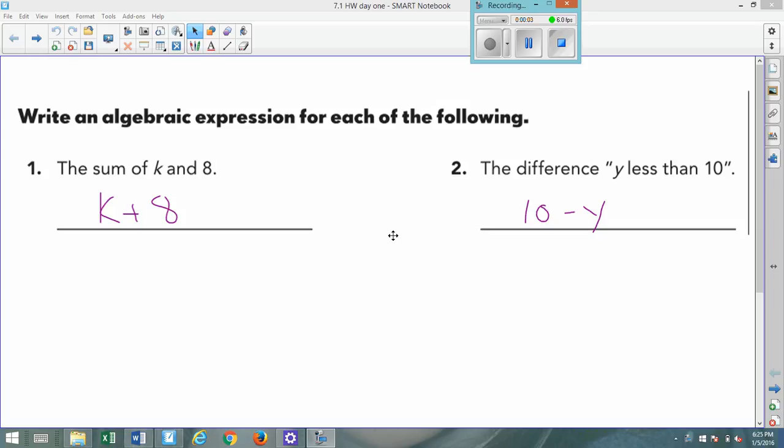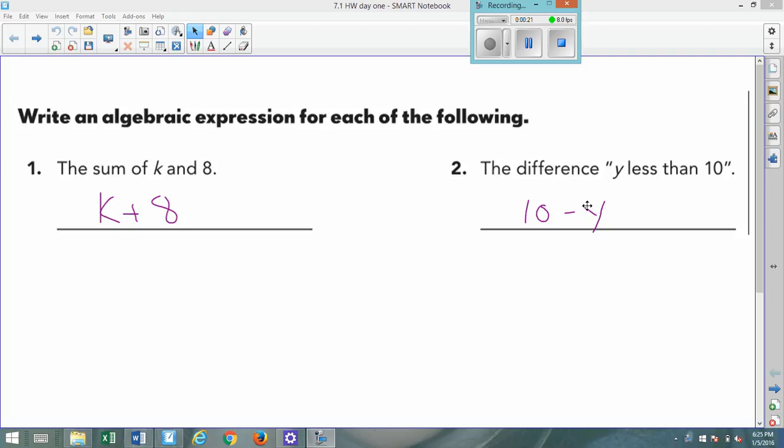Okay, guys, gals, this is the homework, first day 7.1. It's the worksheet. It says write an algebraic expression for each of the following, and then it says the sum of k and 8. So we know that the term sum means to add, so we do k plus 8.